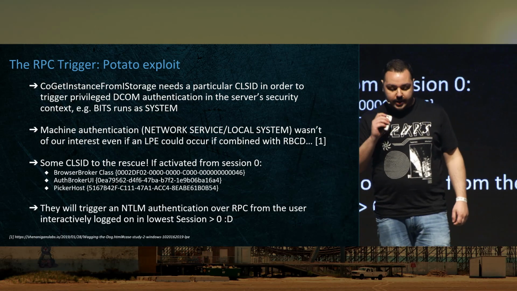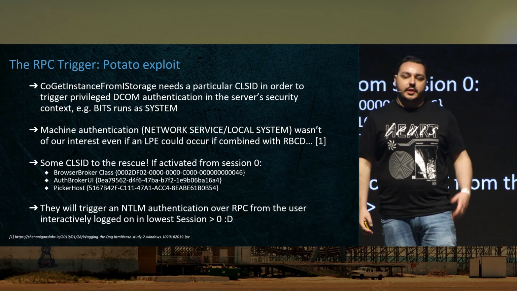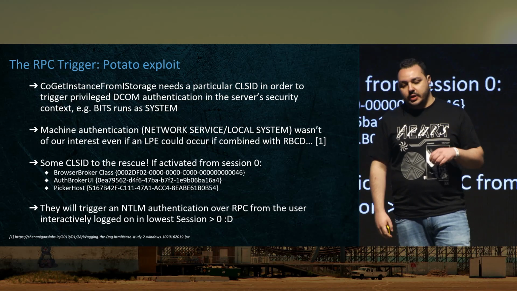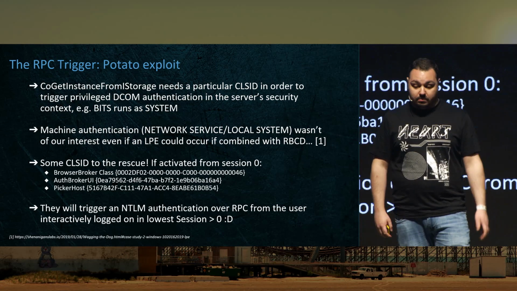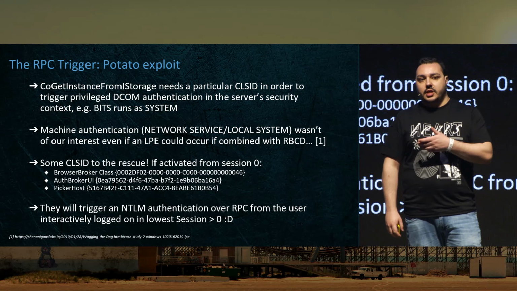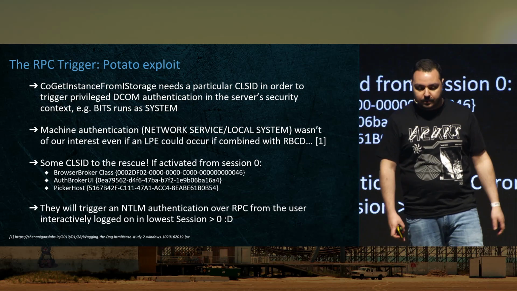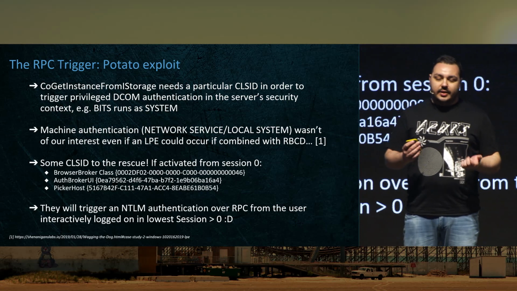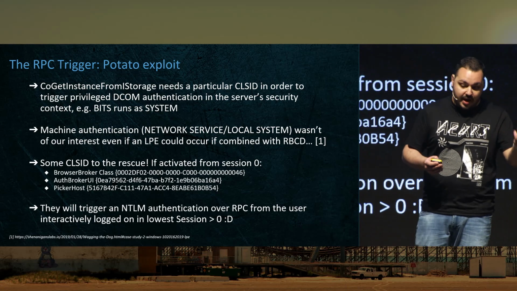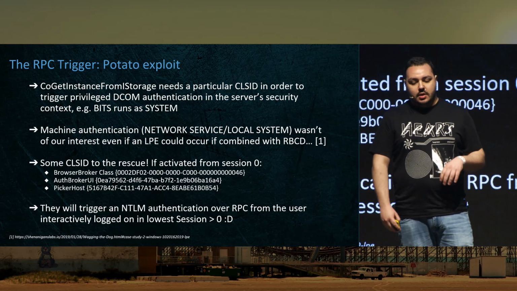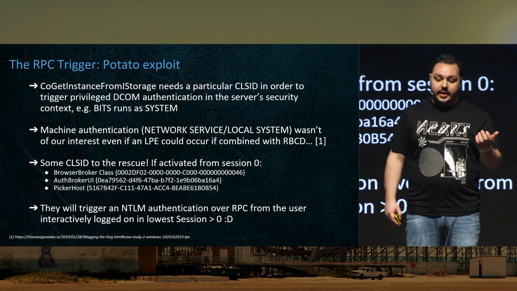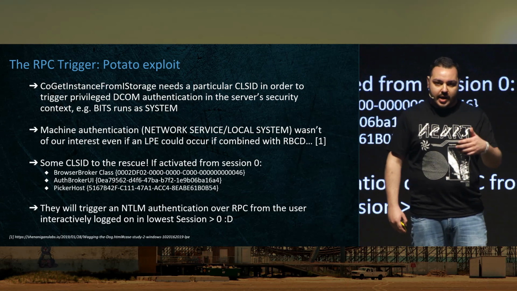And this call, in order to be activated, we need to specify a CLSID. That is the class ID, and it identifies in a unique way COM servers, mainly. For example, if we use the BITS CLSID, the authentication will be performed as SYSTEM. In our case, we weren't that interested in machine authentication, so all the CLSIDs, all the COM servers configured as network service or local system, could already lead us to a privilege escalation, and I think that we will do a demo about it.